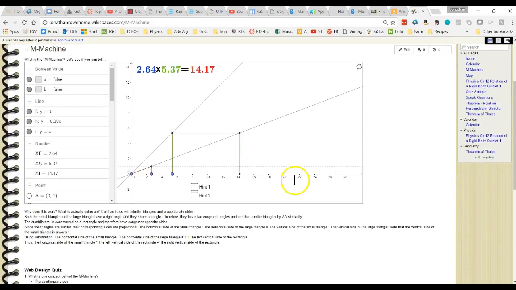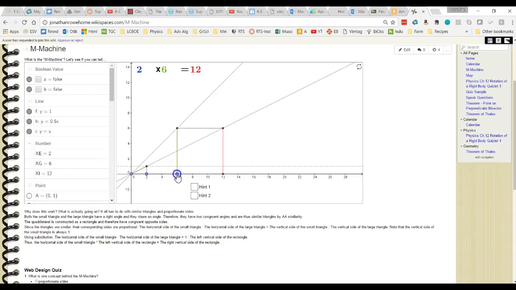Welcome to the M machine. What does this contraption do? Well, let's see. Let's move around these points here. You got 2 times 6, and what is the result? Let's see if I can get that on the 6.